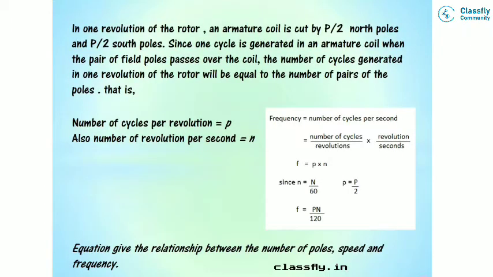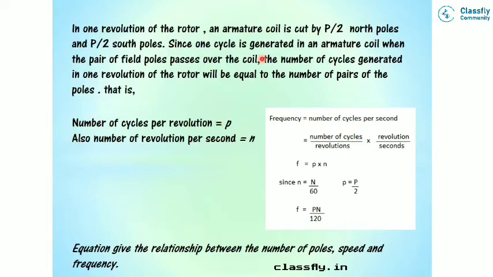Okay. Now see, in one revolution of the rotor, an armature coil cuts P by 2. That means if this is a coil, then it will cut P by 2 in the north pole as well as in the south pole.